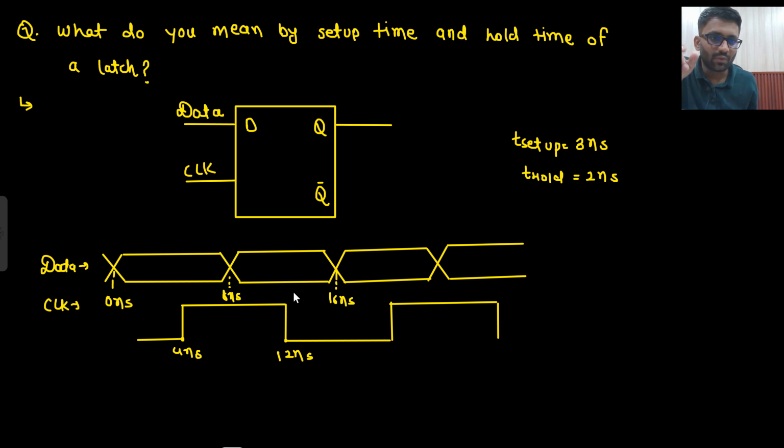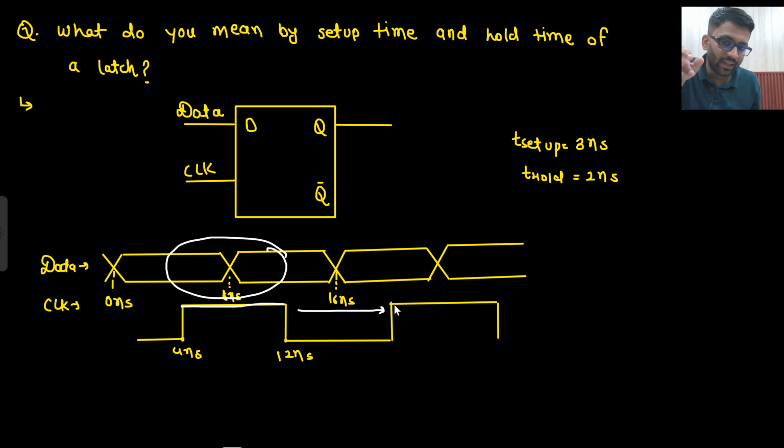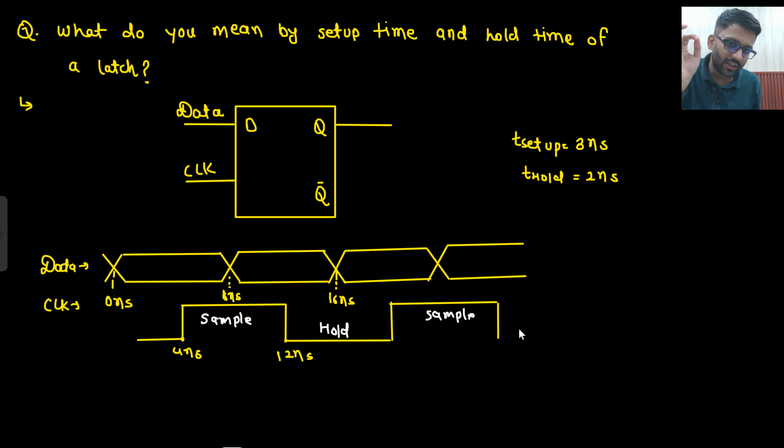This is a positive level latch. At positive level, it will detect the data. After that, at negative level, it will hold. Then again at positive level, it will detect the data, then it will hold. So I will just write down sample: here it will sample and then hold, here it will again sample, and after that it will hold. Sample the data and then hold it. If you think at first glance, you would say that just as the positive level is coming, there should be setup here and hold here. But this is not the correct definition.